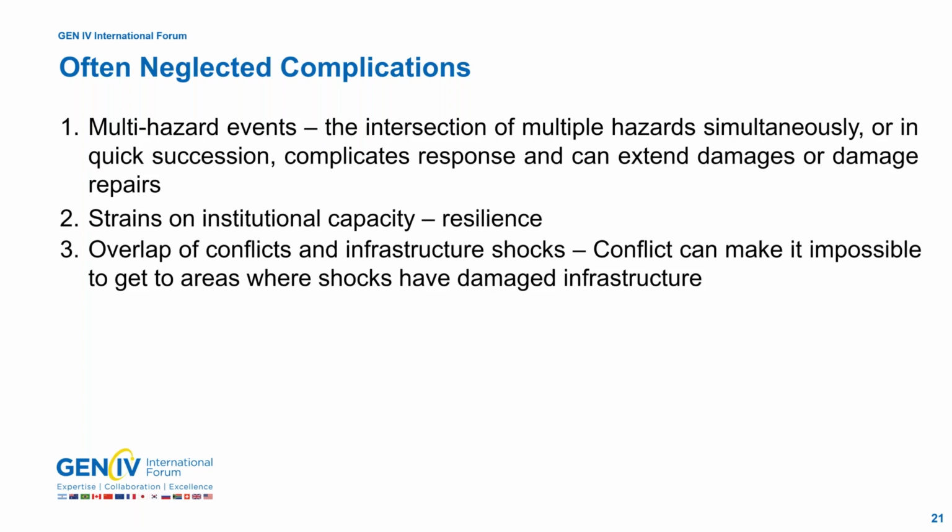The overlap of conflicts and infrastructure shocks, this is also very poorly understood. Conflict can make it impossible to get into areas where shocks have damaged infrastructure, and as we're seeing in Ukraine, conflict itself can wind up damaging infrastructure. Ukraine is actually a great example. In the initial weeks of the war in Ukraine, 2 nuclear power stations were taken over.